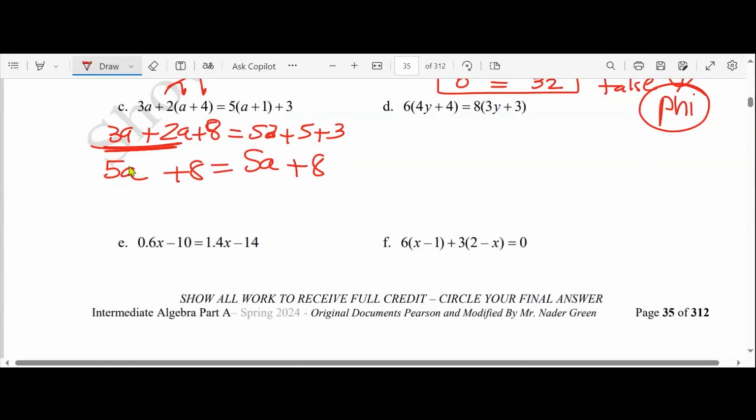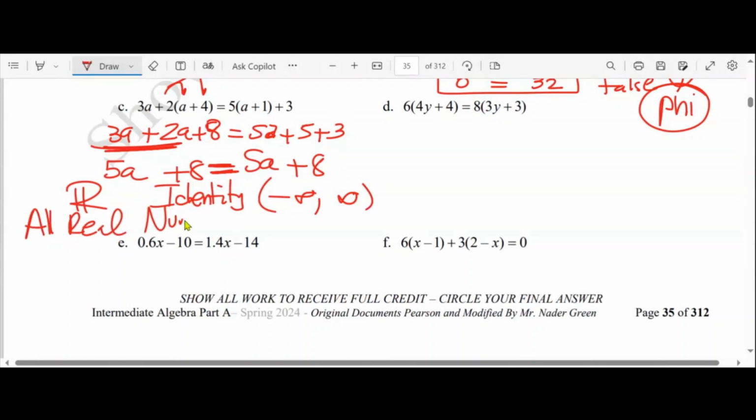If I move this to the left side, it's going to give you 0 equals 0, right? So both are equal, right? If they are equal, then in this case we say an identity. What does identity mean? Same. It means all real numbers are solutions. Is this clear? Yes. You want to go?